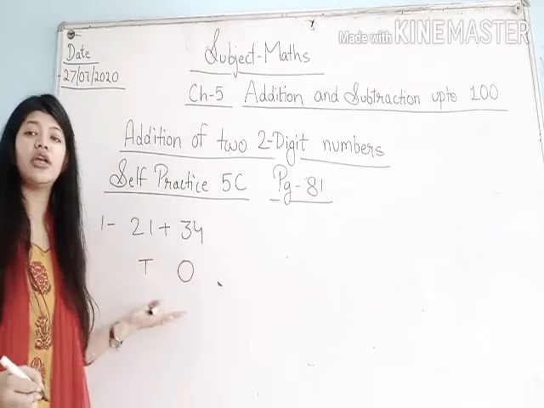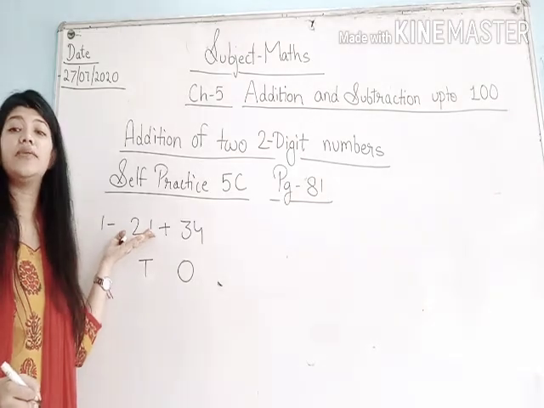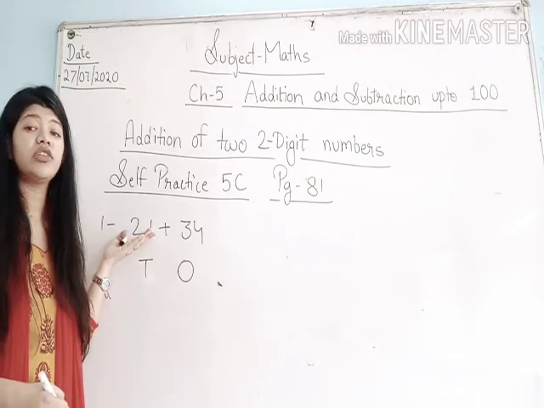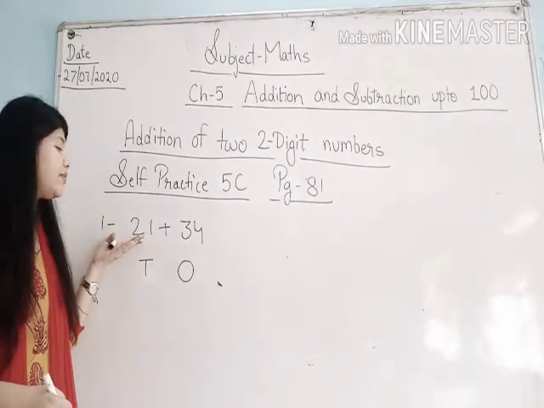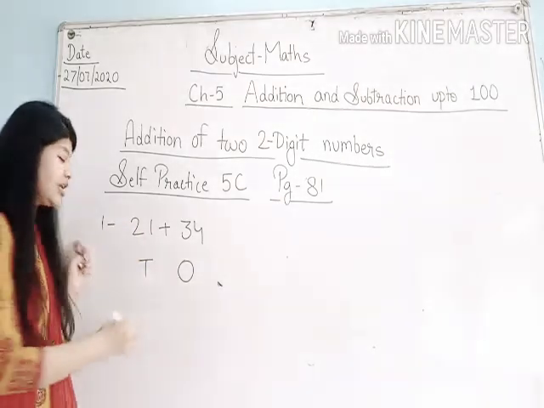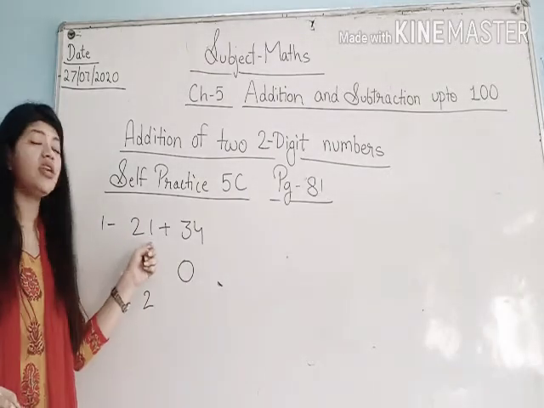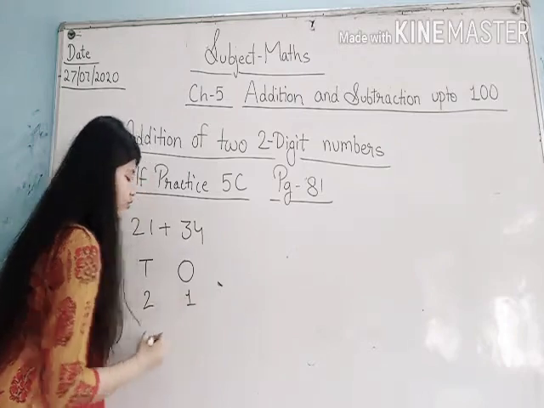Let's arrange the numbers under the column of ones and tens. Look at the first number, that is the first addend. Which is the first addend? 21. So in number 21, 2 will be placed at the tens place, so we will add 2 tens. And 1 will be placed at the ones place, so we will add ones.